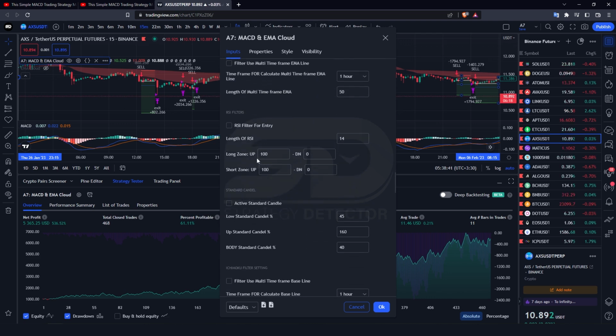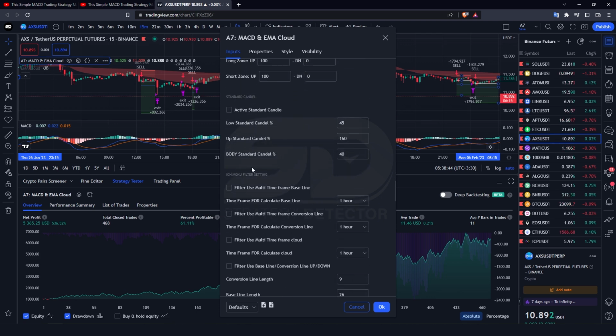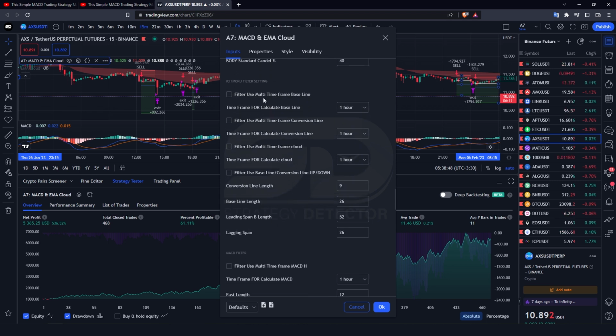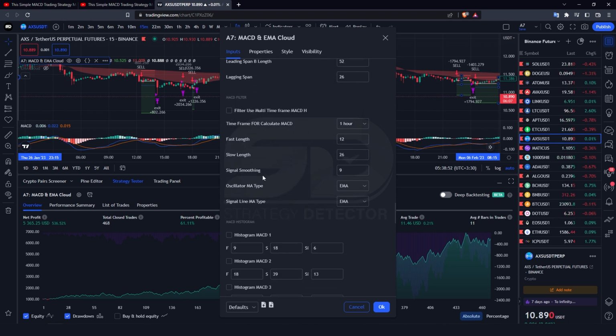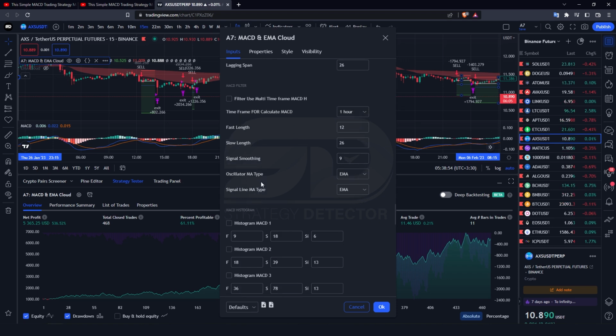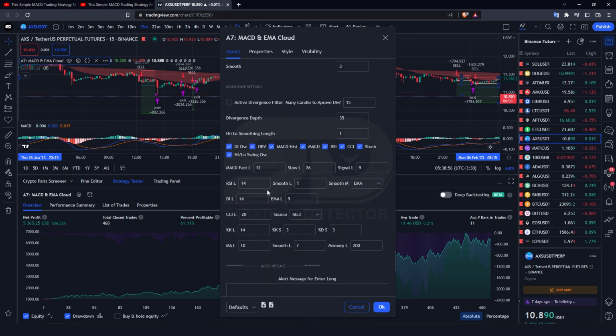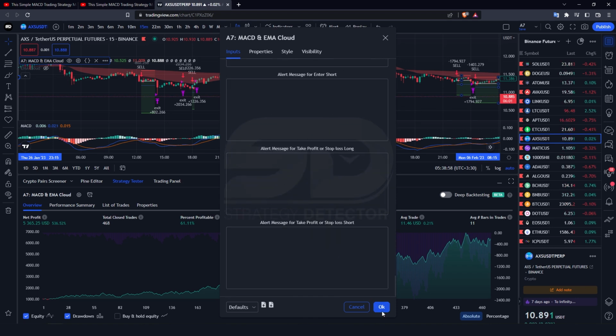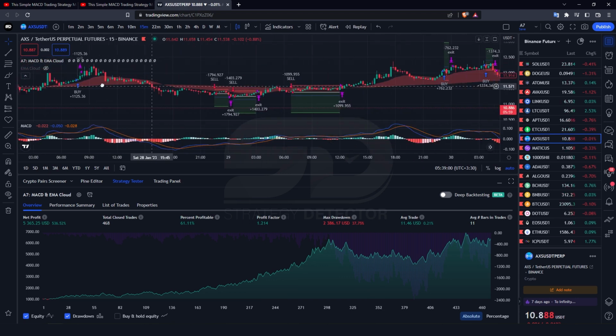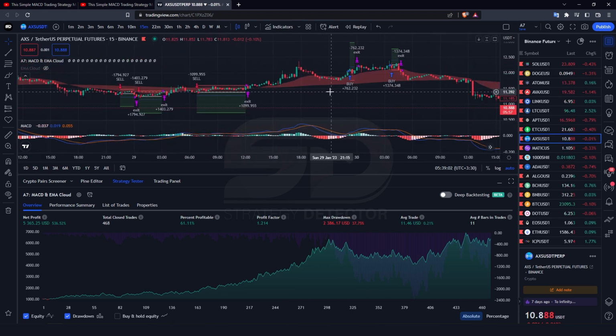And also you are able to use RSI filters, and also you can turn on the standard candle filter here. And we have also multi-time frame Ichimoku filters and also multi-time frame MACD, and many other setting options that you can use to increase the profit and gain better results.